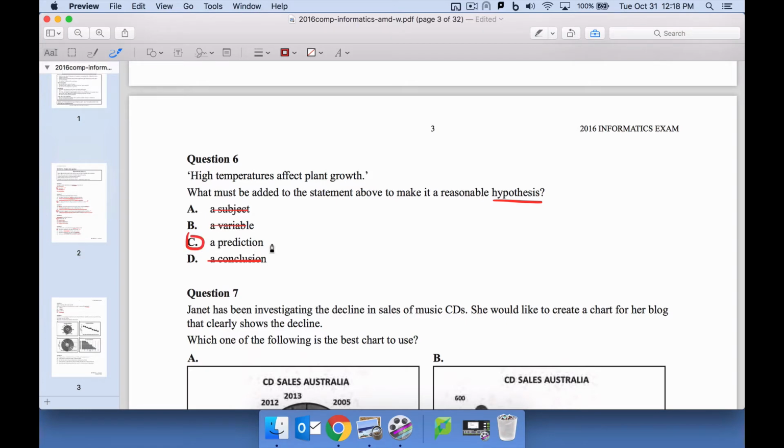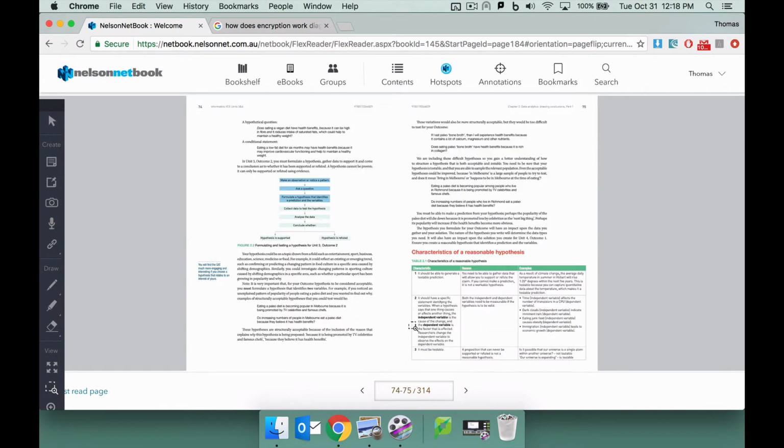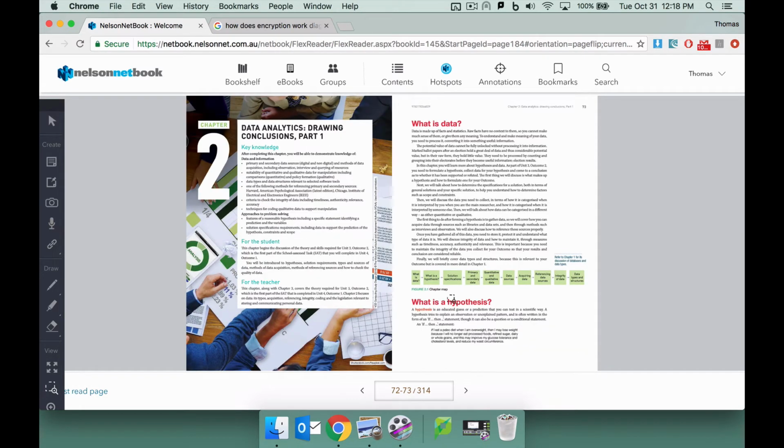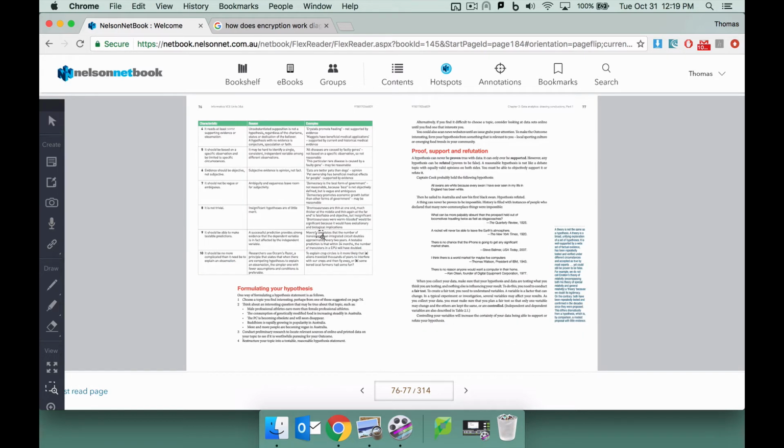For more information on how and what a hypothesis is, in our textbook, it is on page 75, I think. If we go back one, what is a hypothesis for starters, and then more information about and examples of what a good hypothesis would look like, and the characteristics of a reasonable hypothesis are all in this table.